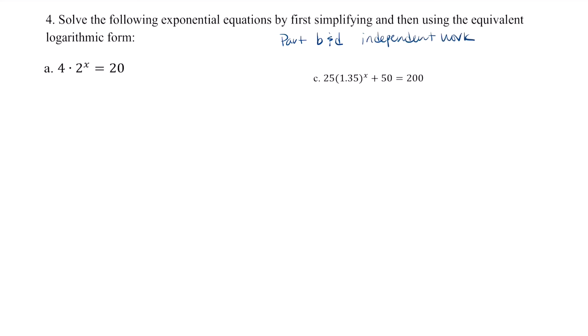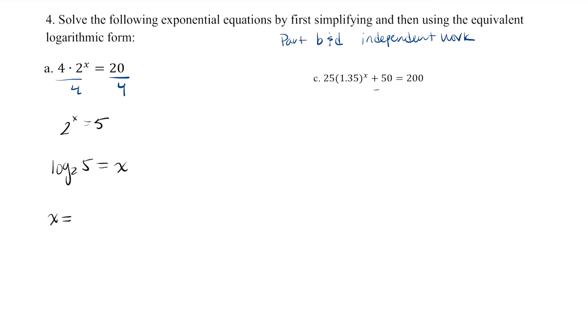So for part A, let's start by dividing both sides by 4. 2 to the x equals 5. And so we have log base 2 of 5 equals x. And I'm going to leave that for a minute, and we can do the calculator part all at the end.